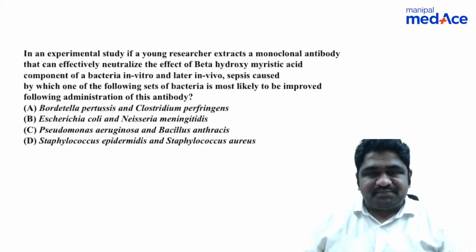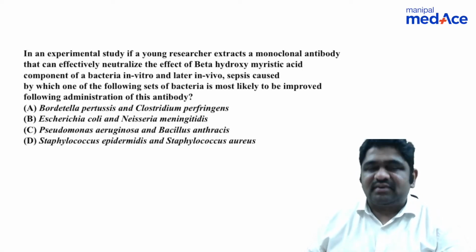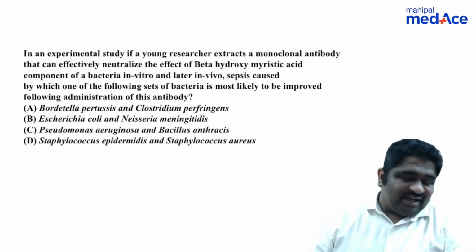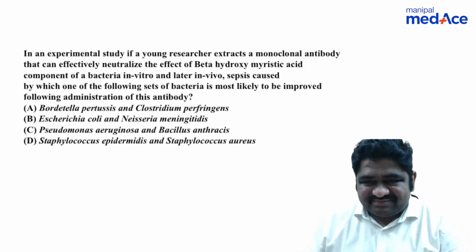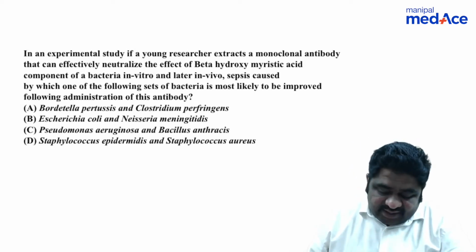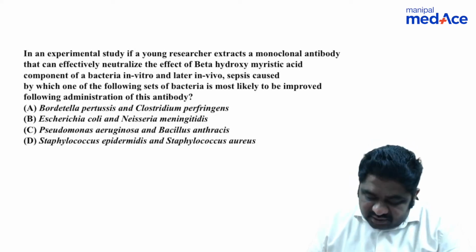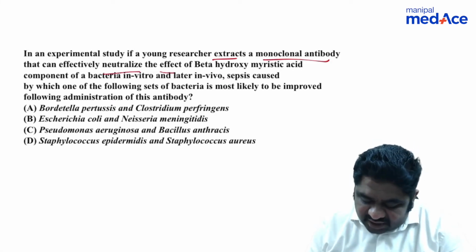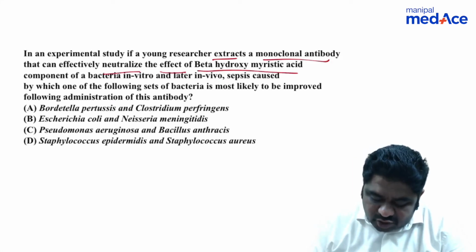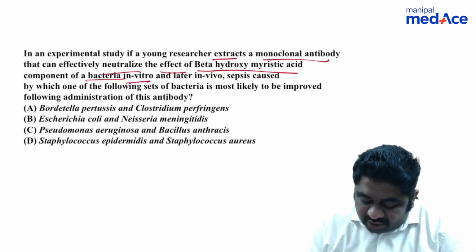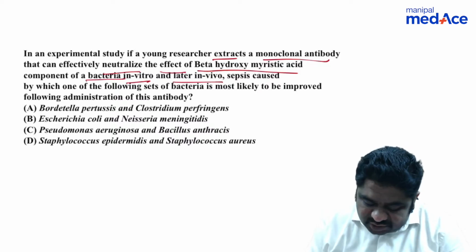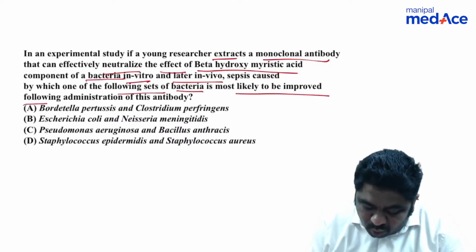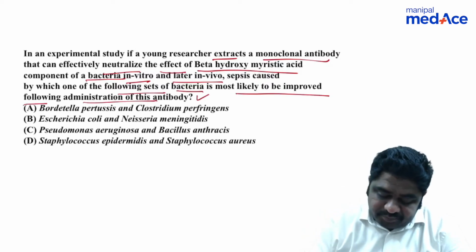Answer this question, both of you. In an experimental study, if a young researcher extracts a monoclonal antibody that can effectively neutralize the effect of the beta hydroxymyristic acid component of a bacteria in vitro and later in vivo, sepsis caused by which one of the following sets of bacteria is most likely to be improved following administration of this antibody?